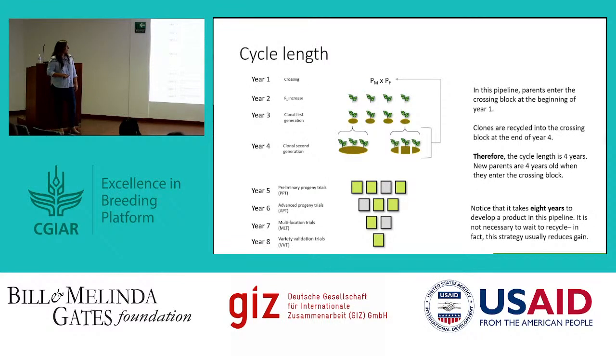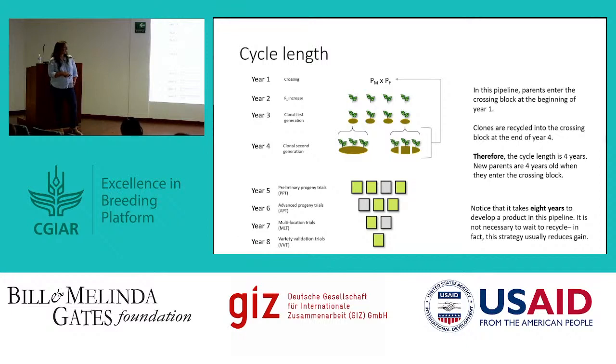Quick example, we have a pipeline here, a clonal breeding program of 8 years. It starts with crossing. So parents enter the crossing block at the beginning of year one right here. They go through a couple stages of increases, evaluation, and then right here at year four, we feel ready to recycle into the crossing block at the end of year four. So we'd consider the cycle length to probably be 4 years, all right? New parents are already 4 years old when they enter the crossing block again.